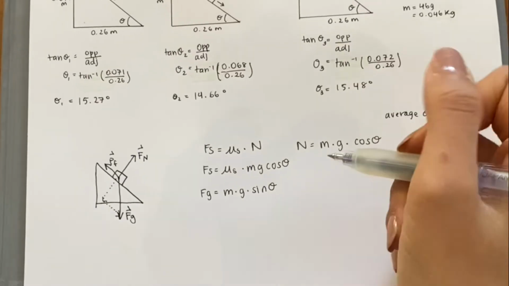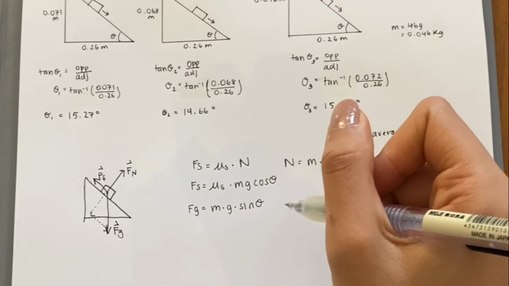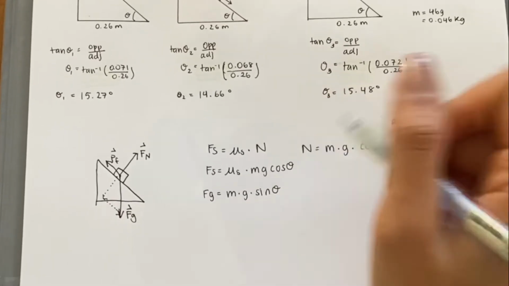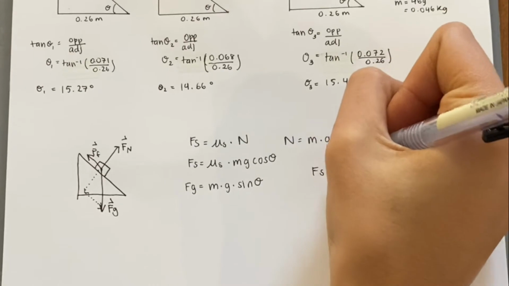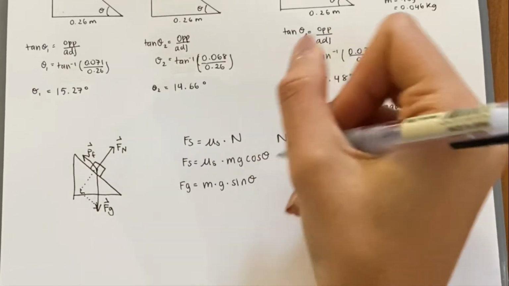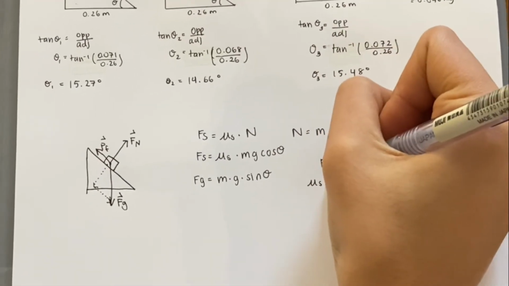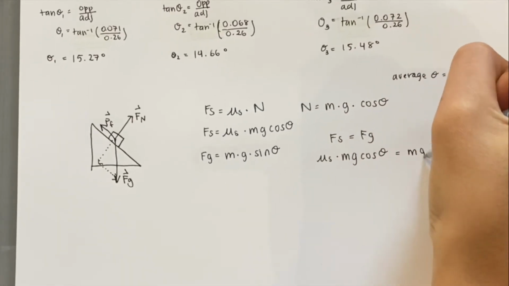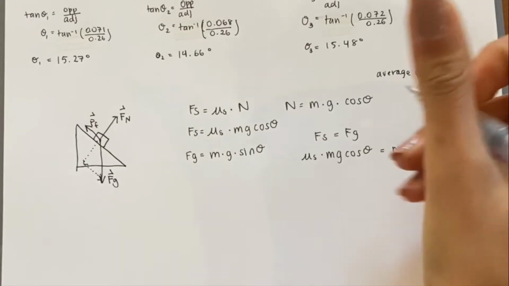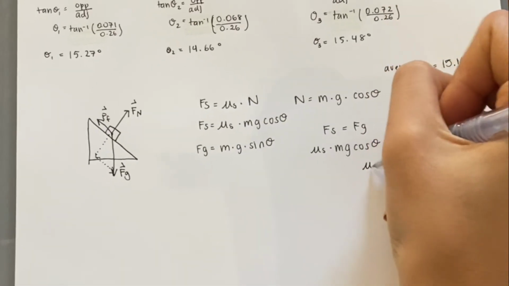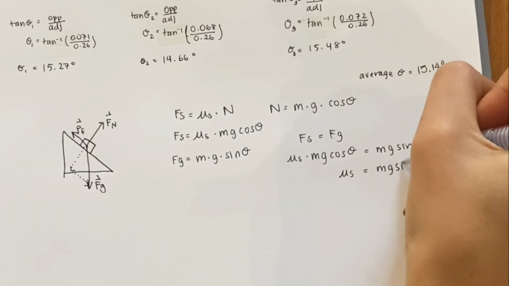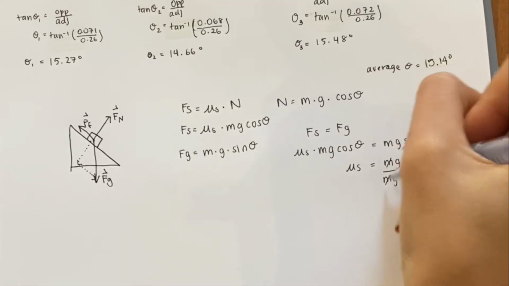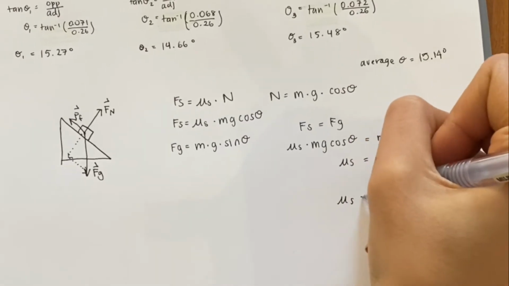At this point, it's important to note that when the object just begins to slide, the force of gravity is equal to this force of static friction. So we can equate these two equations, and plugging in what we know, that would give us the coefficient of static friction times mass times gravity times cos theta is equal to mass times gravity times sine theta. And now isolating for the coefficient of static friction, we get this equation. And we can cancel out mass and gravity, giving us this equation.